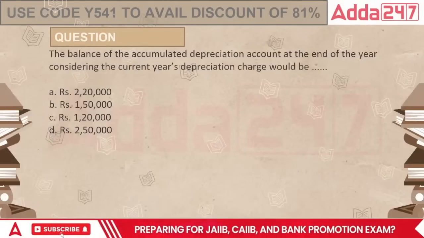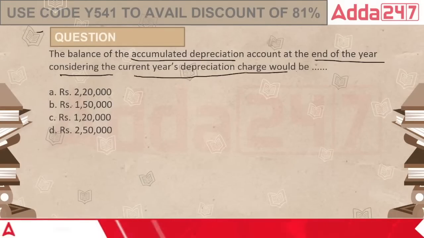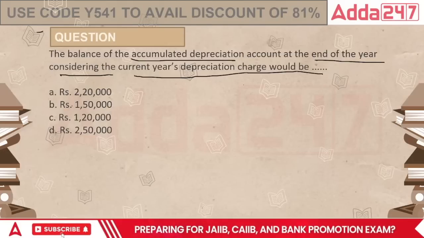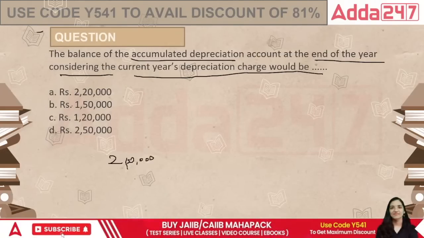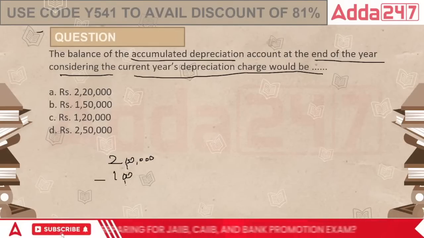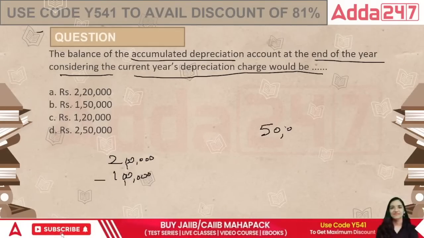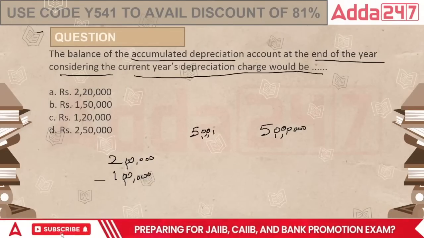Then the question says the balance of the accumulated depreciation account at the end of the year, considering the current year depreciation charge, would be. So technically we already had 2 lakh rupees, right? But we are selling an asset worth rupees 5 lakh during the year, right? So technically the entire 10 lakh can be divided into a set of 5 lakh each.